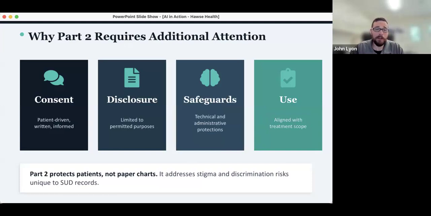Again, Part 2 comes from a good place of wanting to protect patients. And if you are using software that is compliant with that, you are definitely able to use it with SUD treatment. Next slide.